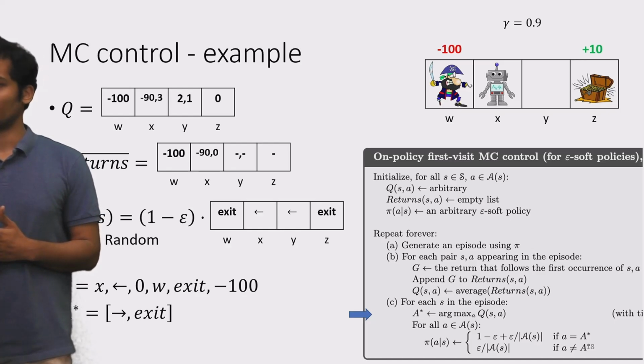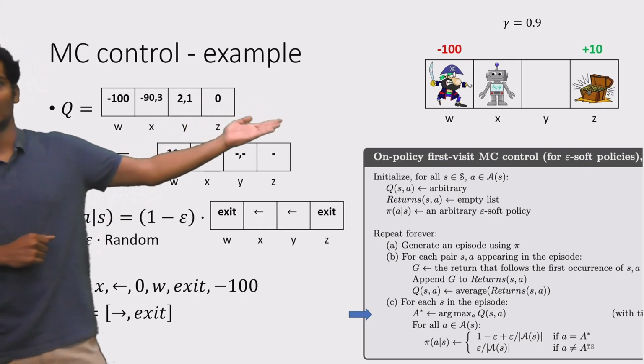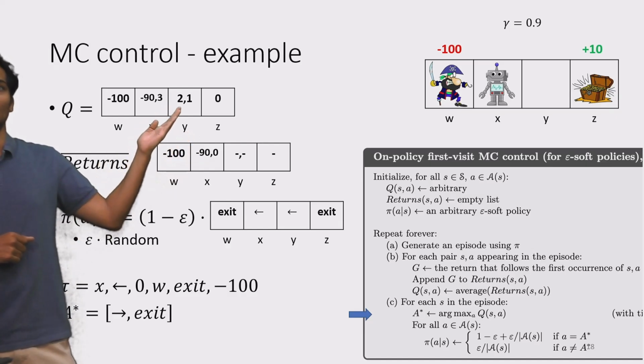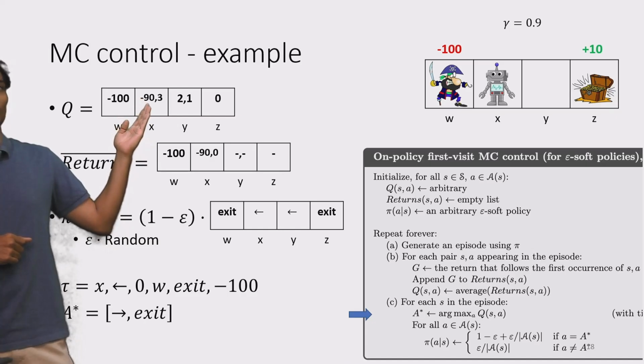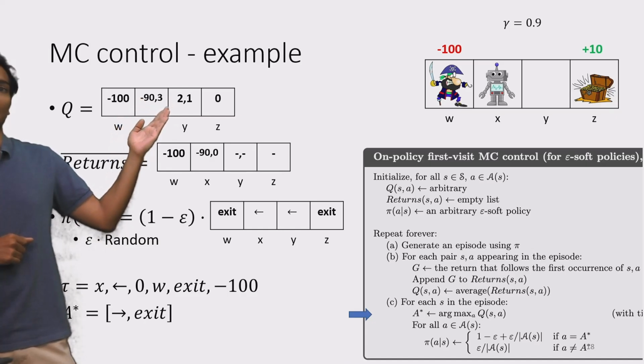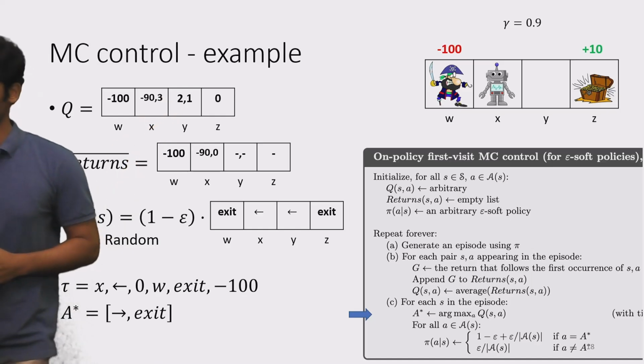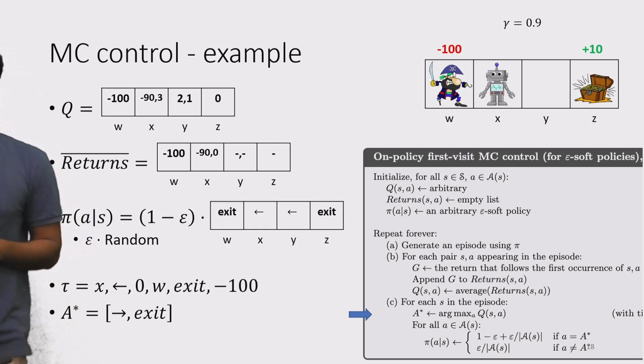Exactly. For instance, for X, our policy previously went west, but after the update we see that it gave us a very low Q value, and now the max action in state X would be east because it has a higher Q value. It's minus 90 versus 0. So the argmax action, the action that maximizes the Q value, is east instead of west, and we update our policy. This is just the update step.